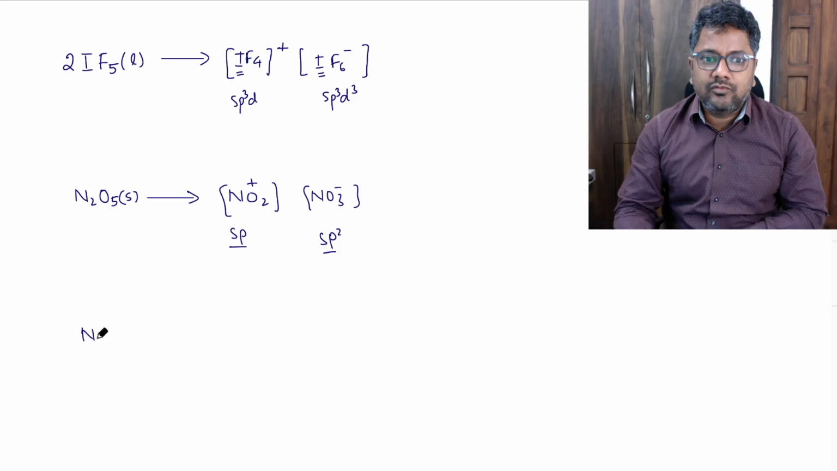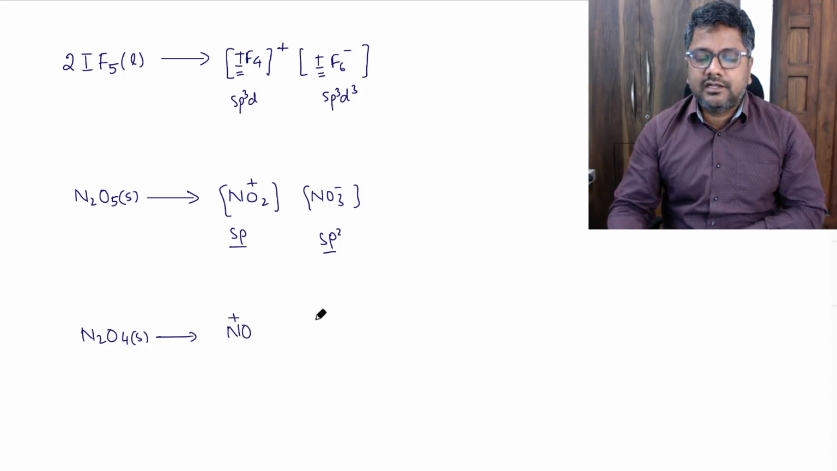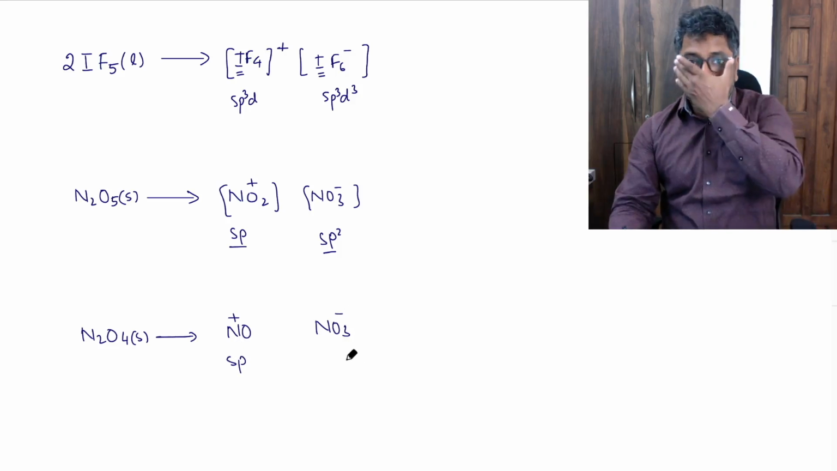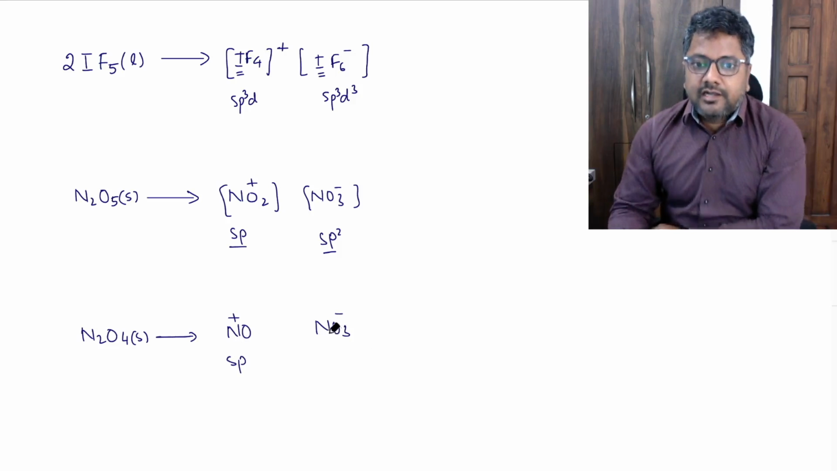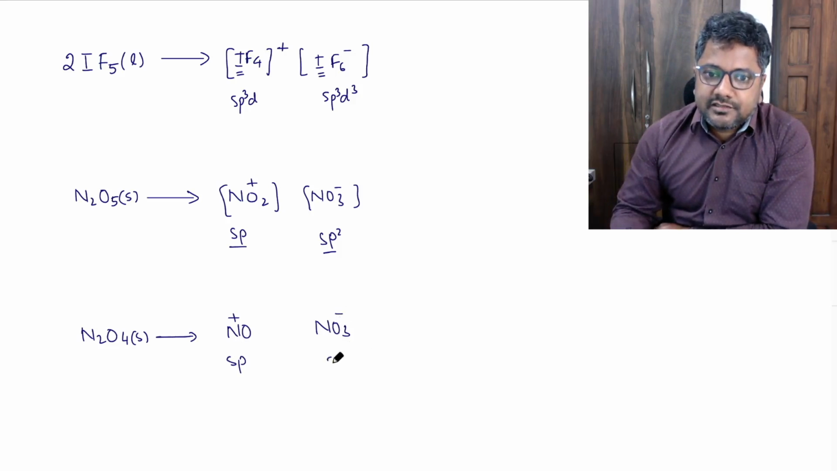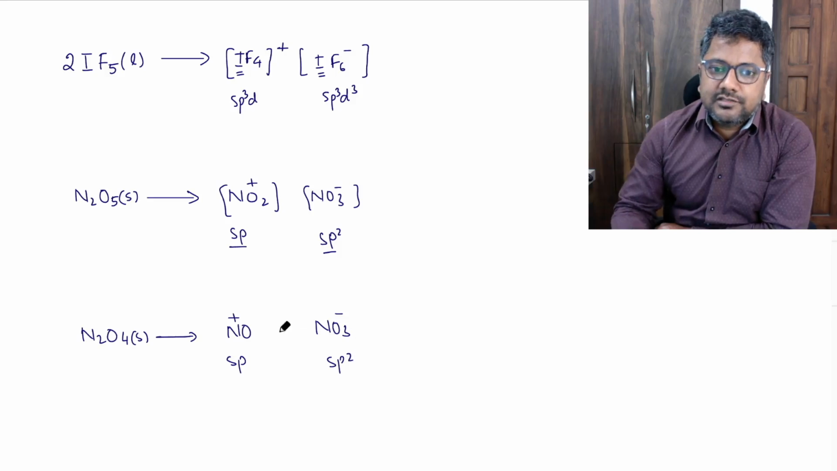Similarly, if you take N2O4 solid, you will get NO2 plus and NO3 minus. So here again sp, and 5 and 6, this is sp2, right?